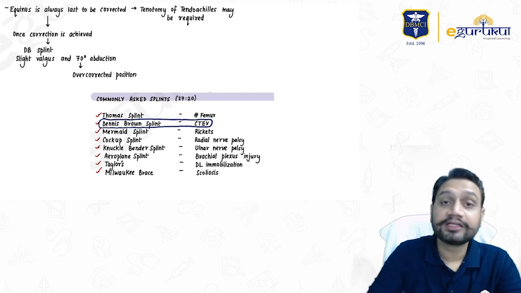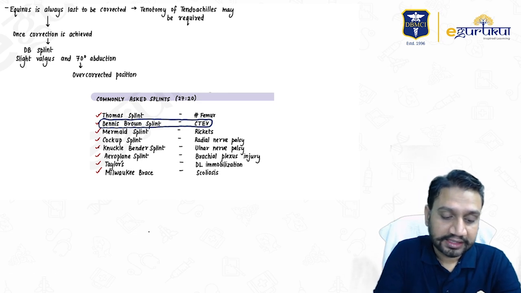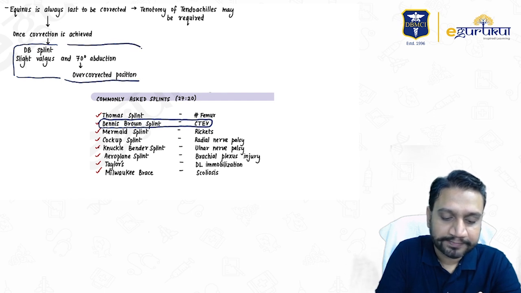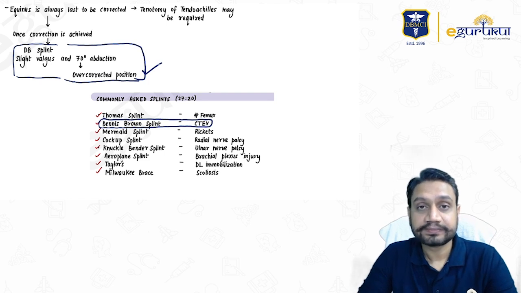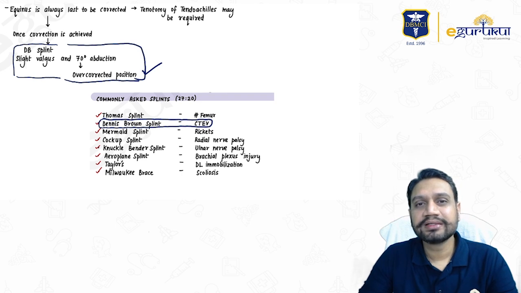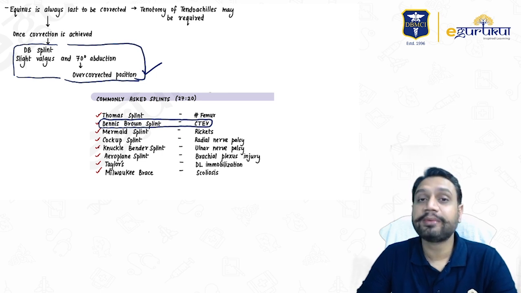Then here in the topic of CTV, we said that the Dennis Brown splint will be used, which will keep the foot in 70 degrees of abduction and slight valgus. And this is what you do when you have achieved the correction by plaster application. Okay, so this was a very simple, straightforward question, though I would say, which has been a repeat of your last few years of exam and has been repeated again in this.